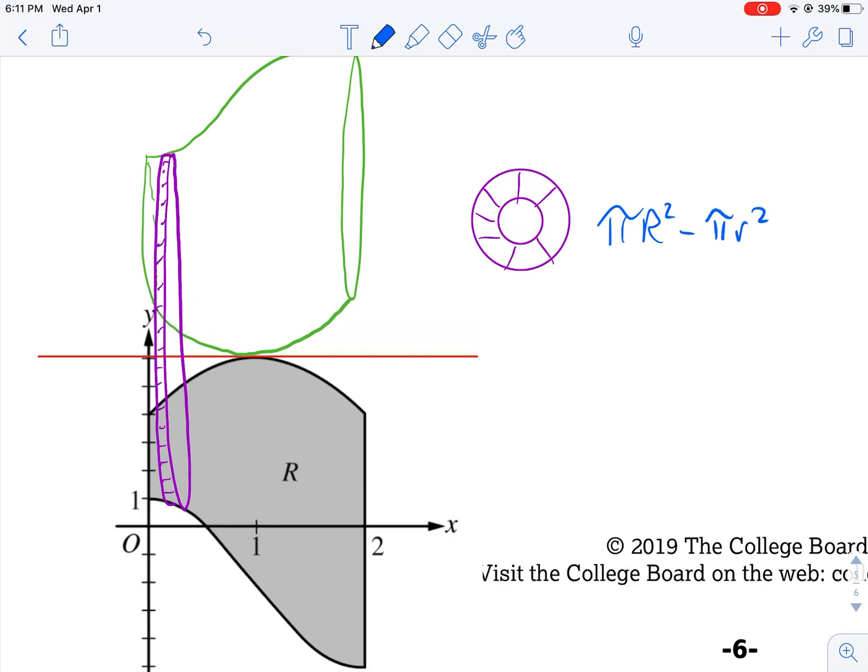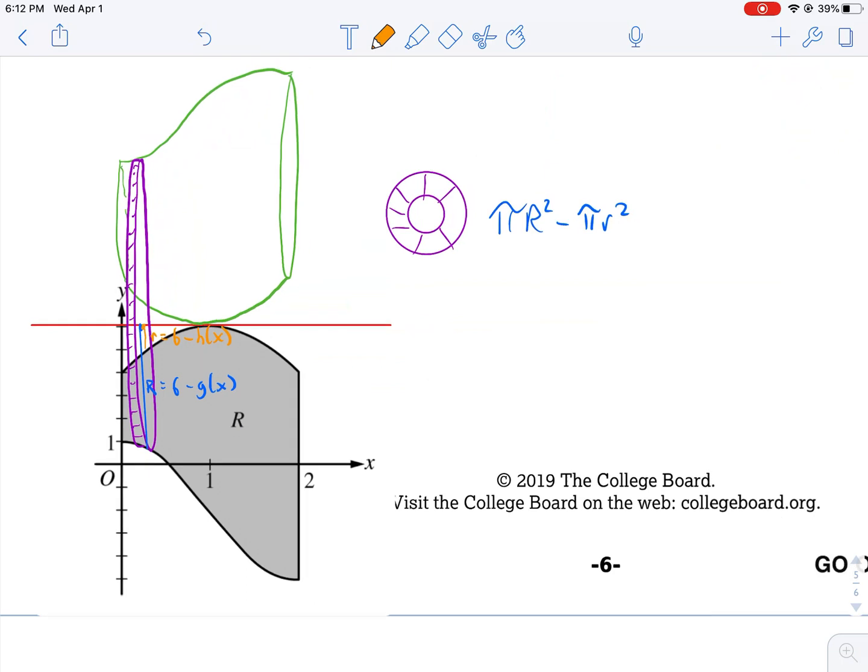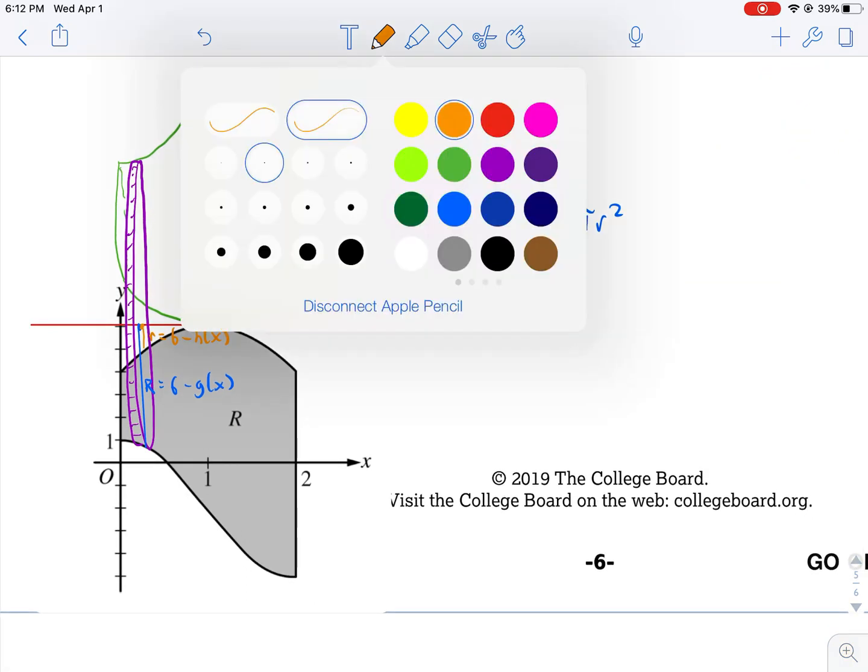Okay? And so our big radius, our big R, is going to go from the x-axis, or the axis of revolution, down to the curve that's farthest away. Okay, so that's our big R, and that is equal to 6 minus g of x. Our little radius goes from here to the closer curve. So little r is 6 minus h of x.